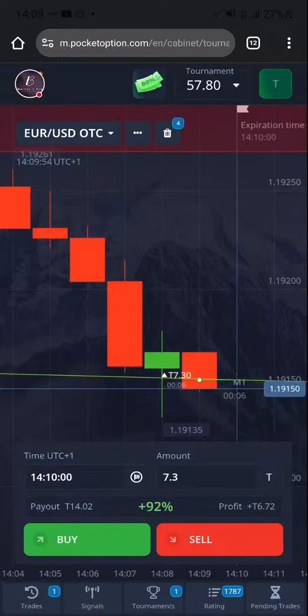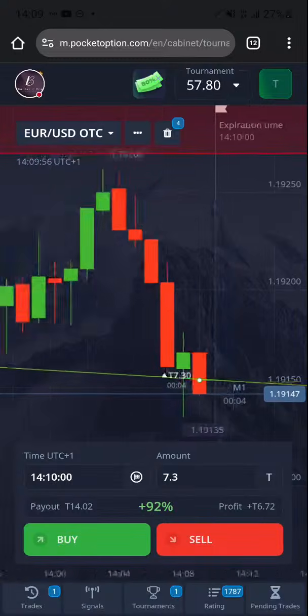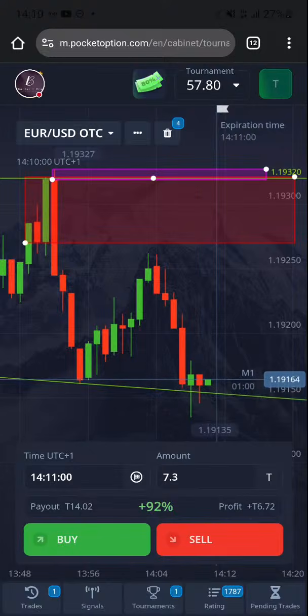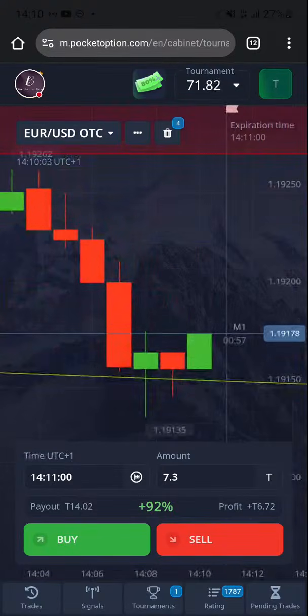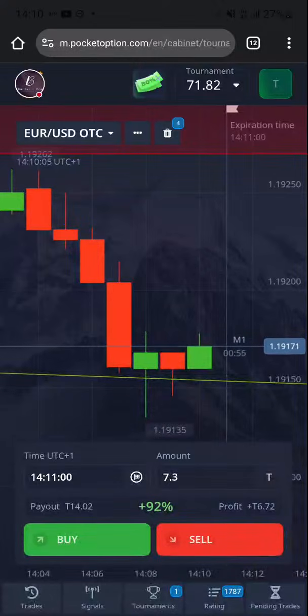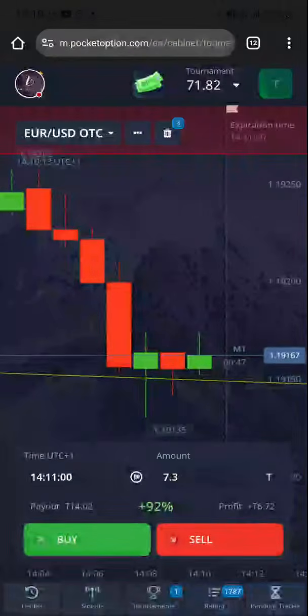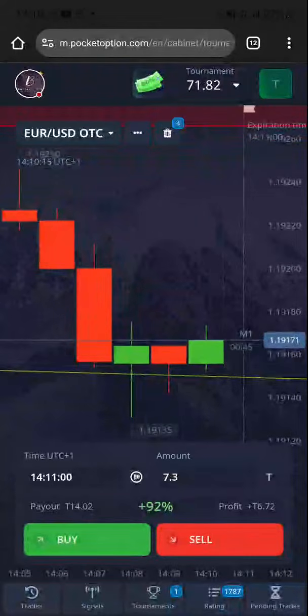I'm expecting the buyers to come in. I think these sellers are becoming aggressive. Okay, thank you. That's a good trade. Another reversal sign. If you keep seeing hammerhead candles, inverted hammerhead candles, these continuous hammerhead candles like this are a sign of reversal.